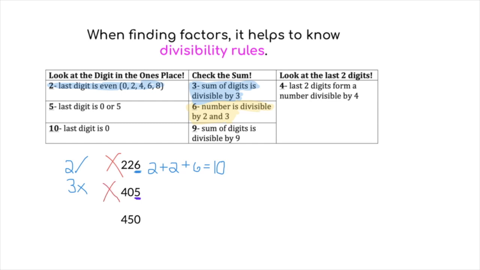And let's just look at the last one, 450. Now this ends in a 0, which is an even number. So it does work for 2. We just have to make sure that it works for 3. So we have 4 plus 5, which is 9, and 9 is divisible by 3. 3, 6, 9, it fits perfectly. So 450 is divisible by 6.